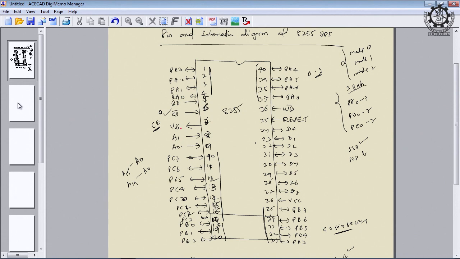I think okay, one more signal left here, read bar signal. It is an active low signal, and why read bar is necessary? Because for inputting or outputting data, we need read bar and there is a write bar. You can see pin number 5 for read bar and pin number 36 is for write bar. These 2 signals will be interchangeably used for inputting and outputting the data via 8255. Is it okay? So these are the read write control signals.